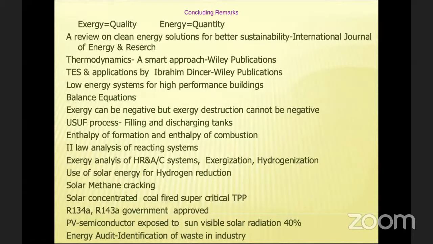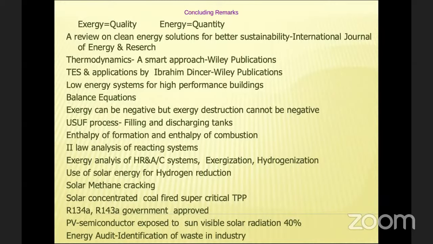Okay, and now you know a little bit how to write the balance equations. One more thing I want to stress here: exergy can be negative, but exergy destruction cannot be negative, because exergy destruction is T naught times entropy generation. And now you know how to write the balance equations if a system is continuously changing with respect to time, where the mass flow rate or energy flow rate is changing, that is filling and discharging of tanks, uniform state, uniform flow process, for which the literature available is very limited. If you are able to write this type of equations, it will be good.